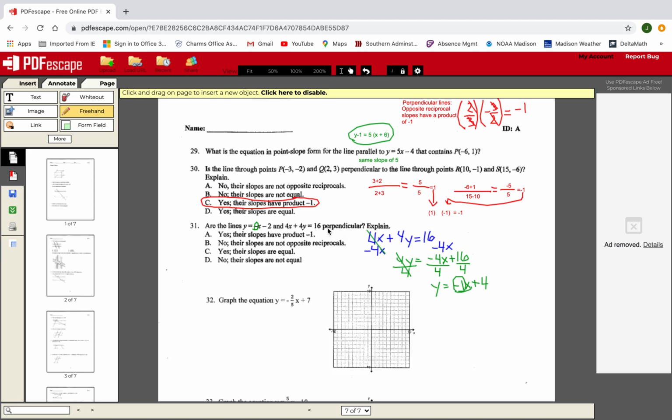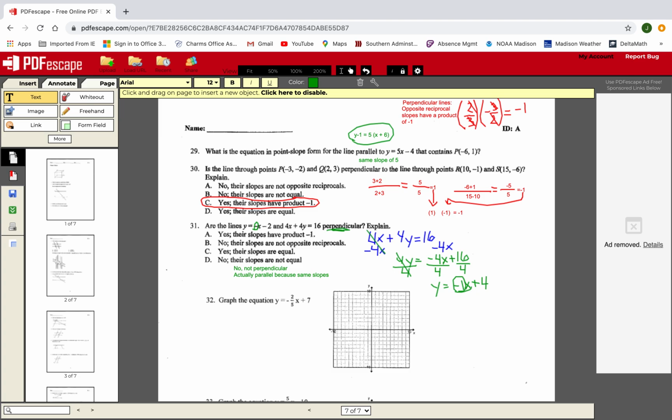And it's want to know if they're perpendicular. No, they're not perpendicular. They're parallel. Let's make a note of that. Love to make notes of things. No, not perpendicular. Actually, parallel, because same slopes.